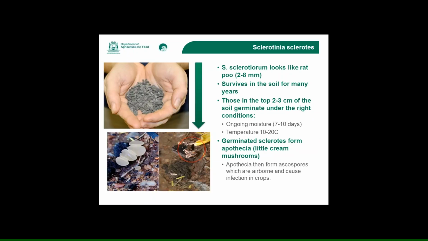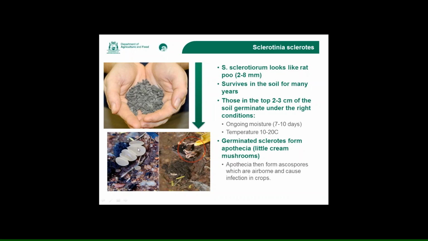So as I said, the sclerotiorum sclerotia, they look like rat poo. So this is a picture of me holding some. So they're quite easy to spot when they're in the canola seed, because they're a bit bigger than the canola seed. But on the ground, obviously, they're hard to spot if you're looking for them underneath the crop. So they can survive in the soil for years, and only those in the top 2 to 3 centimetres of the soil would germinate. And the conditions that are needed for them to germinate are ongoing moisture of like 7 to 10 days and cool temperatures of like 10 to 20 degrees Celsius.